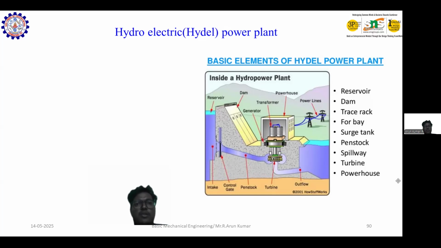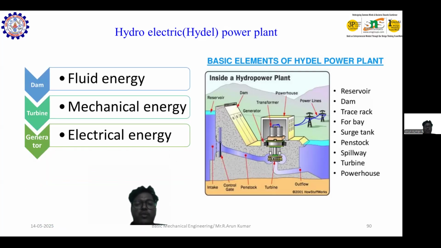The turbine rotates by using the velocity of the fluid. Then the energy is stored by way of the powerhouse, and it is further transferred to the locality. These are the main workings of a hydropower plant. Let's discuss the fluid energy, which is the dam. That fluid energy is converted into mechanical energy, then the mechanical energy is converted into electric energy. This is how the energy is transferred.